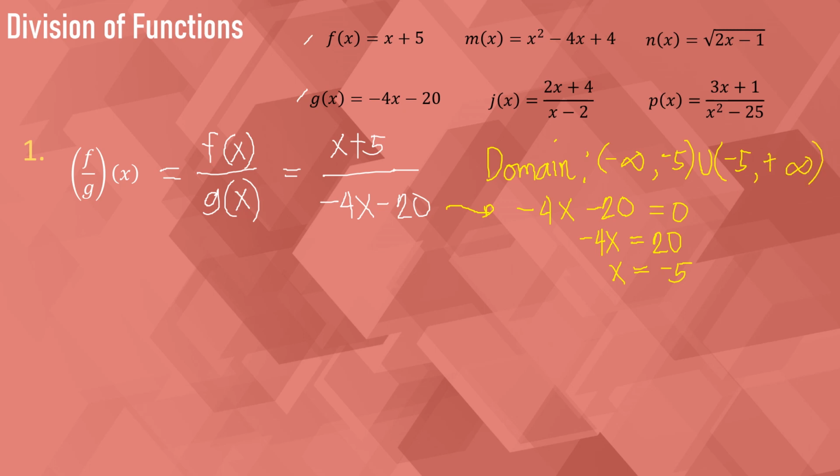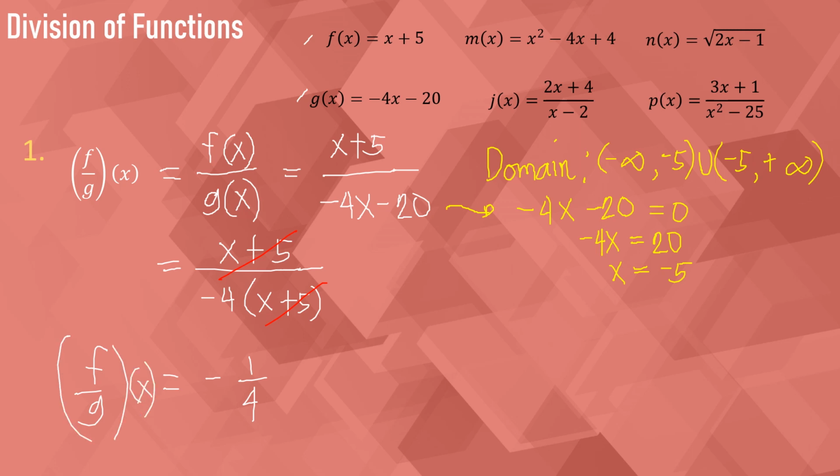And now, we can now continue simplifying it, and later you will know its new look. So we have negative 4 times x plus 5 by factoring, and here we can cancel out x plus 5 and x plus 5, giving us an answer that is equal to negative 1/4. But for your information, f over g of x is now equal to negative 1/4. This is just the new function being formed.